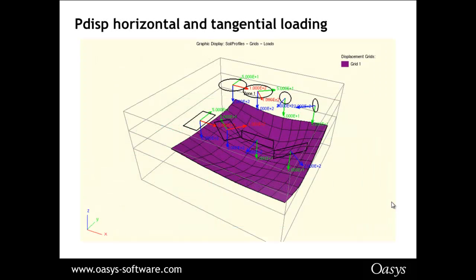Also, we've got horizontal and tangential loading. So especially for the Mindlin method, this is extremely useful. You don't need to have loading based at the horizontal. It can be tangential, and displacements will be calculated accordingly.